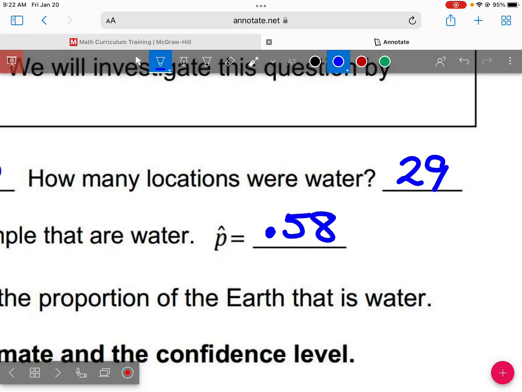Construct a 95% confidence interval to estimate the proportion of Earth that is water. This is a 4-step process. This is the first time we're being introduced to this 4-step process. This is a process that you guys are going to need to become more and more familiar with. We state, we plan, we do, and then we conclude. So the first thing we're going to do is state the parameter you want to estimate and the confidence level. What is it that we are wanting to estimate? Yes, the true proportion of Earth covered by water.